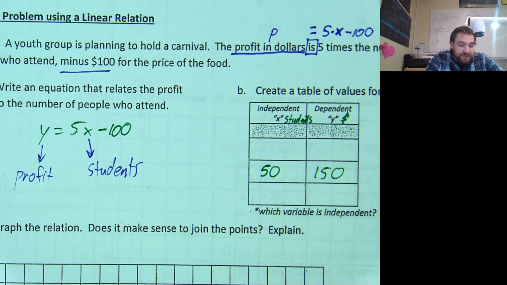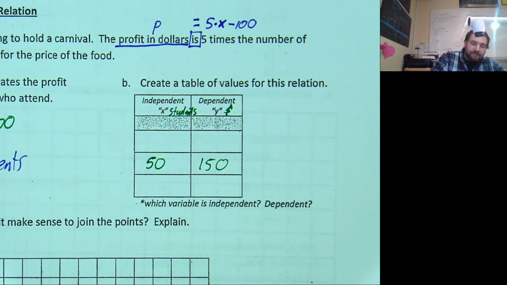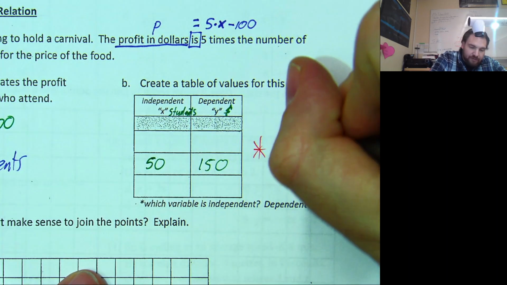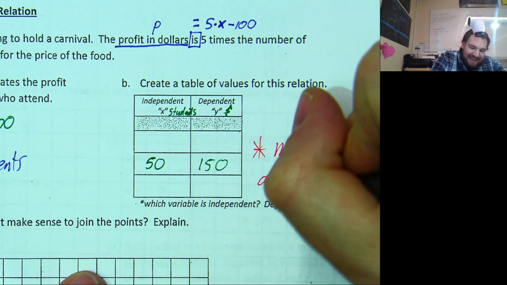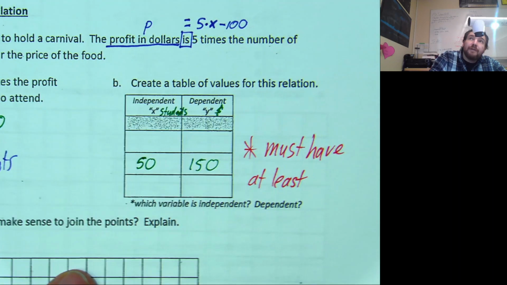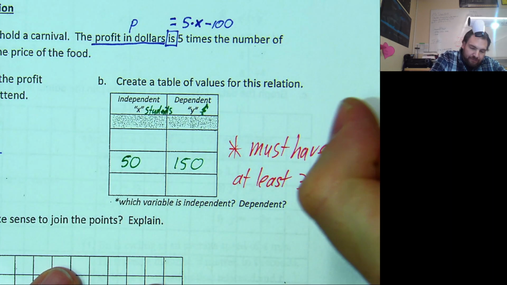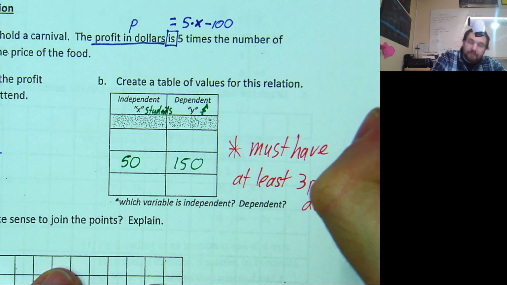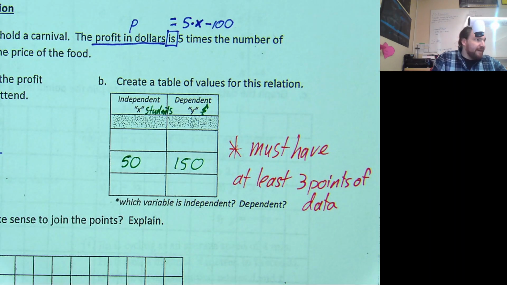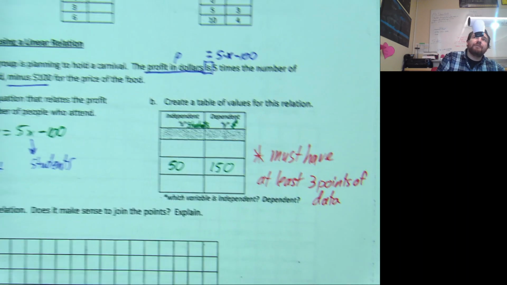Now we got to pick two more values. I want to make a note here on the right-hand side. You must have at least 3 points of data. To verify that something is linear, you must have at least 3 points, which is why this chart has three rows.